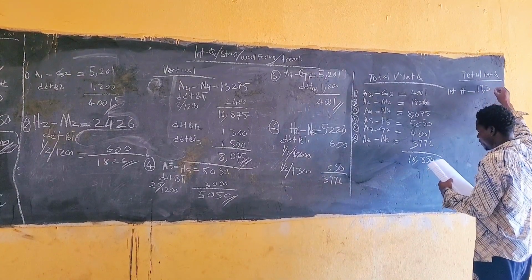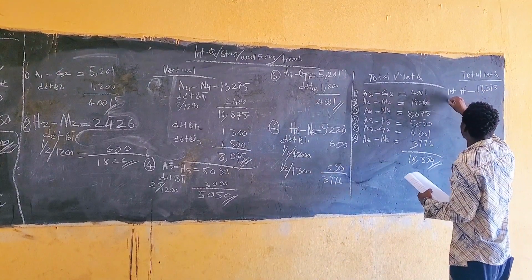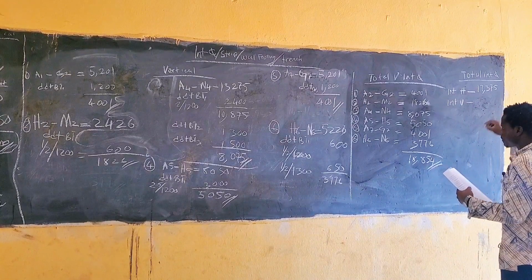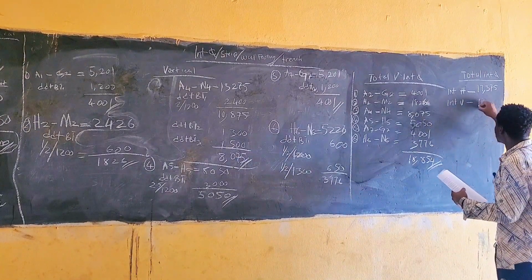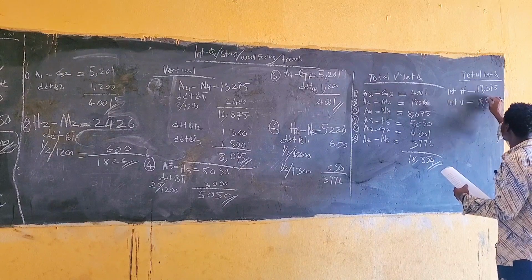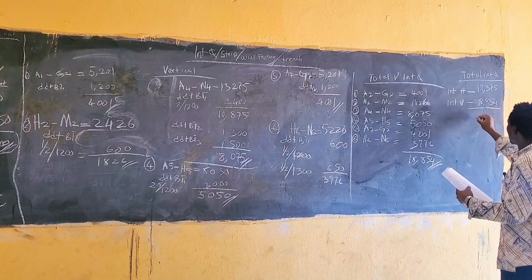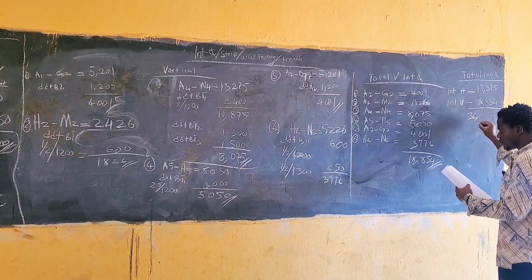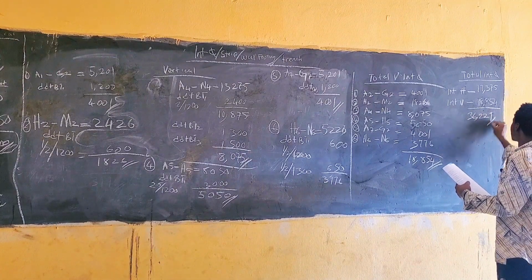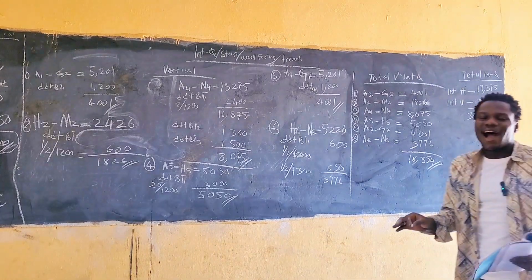Three, 7, 5. Our internal vertical, we got that as 18,854. Sum it up, and we get 36,229. So we will now find our total gap.